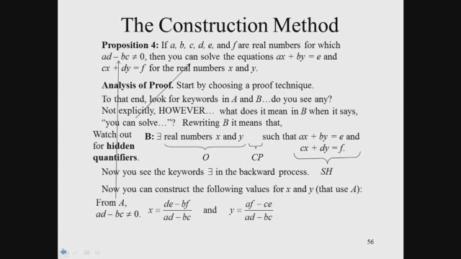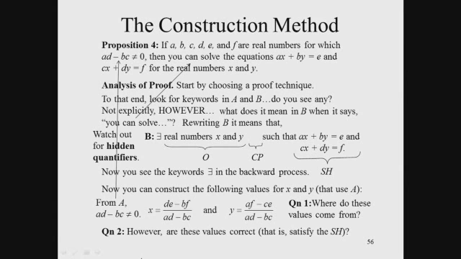How did you get DE minus BF? How did I come up with these values? I'm going to address that in just a moment. You should have another question. How do you know that these are the correct values? I haven't talked about that.